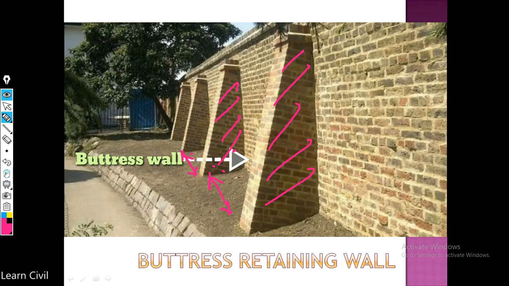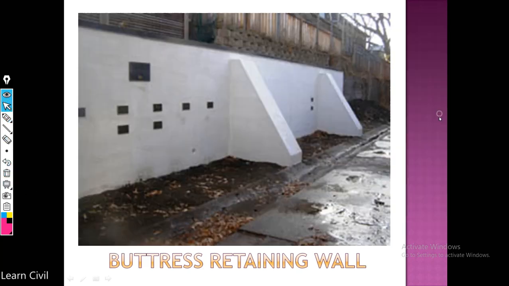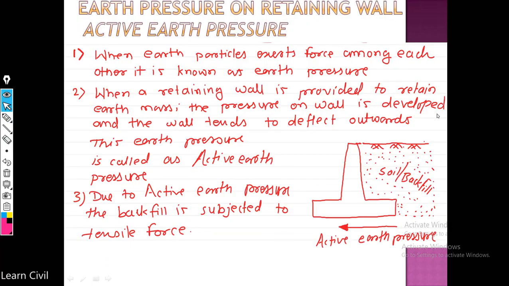To increase the stability of this particular retaining wall, a similar buttress or retaining wall is shown here. Now, what is the earth pressure acting on the retaining wall? There are two different types of earth pressure acting on the retaining wall. The first is active earth pressure, and the second is passive earth pressure.